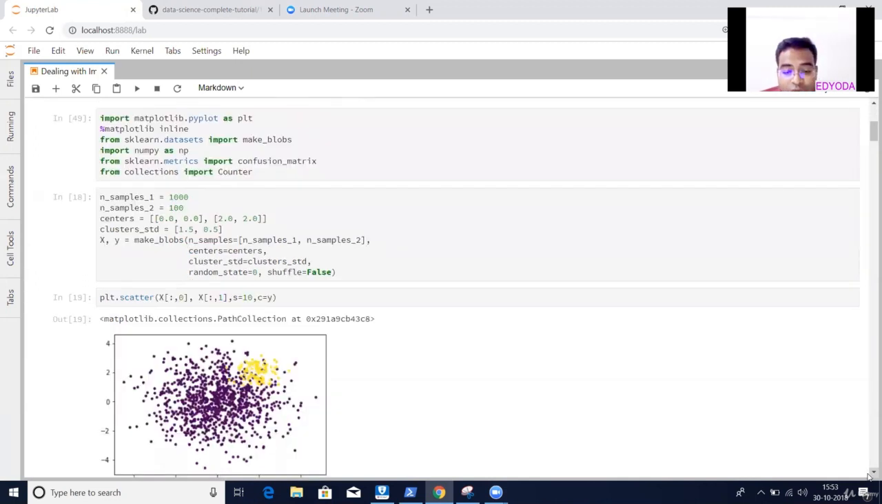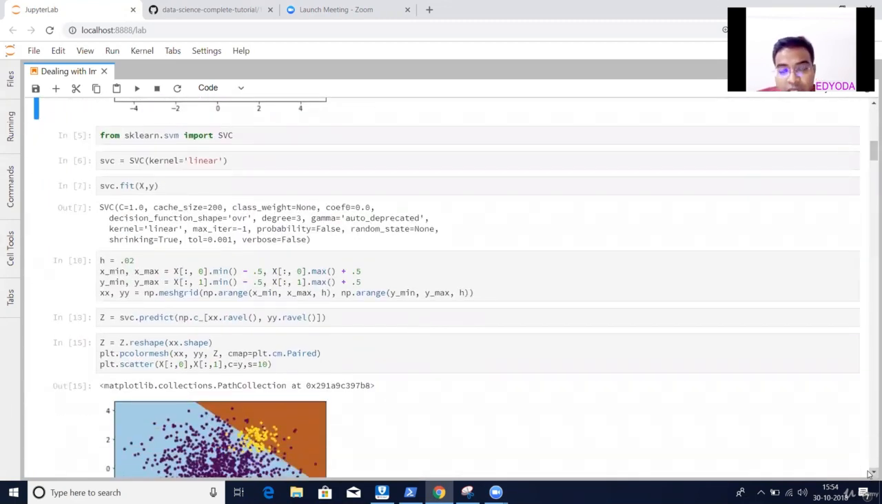What we're trying to do here is generate an imbalanced class of data. We are using make_blobs, and this is how we are generating the data. Yellow data is class 1 and purple data is class 2. So we can see yellow is a smaller representative of data here.